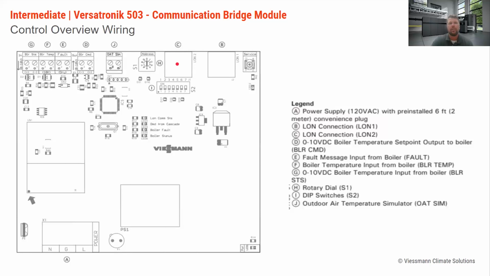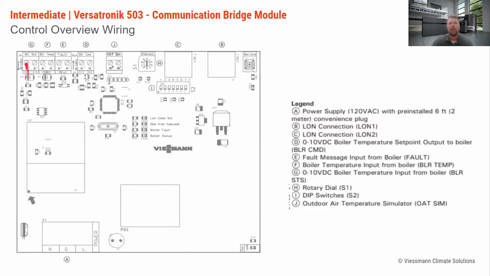We're going to have a 0 to 10 volts temperature demand. So this is going to be the boiler command. This is what's going to take the information from our LAN, give it a 0 to 10 volt, and this 0 to 10 volt goes to the boiler's 0 to 10 volt input location. We have a fault message output from the boiler here. We have a boiler temperature reading, I should say, with that strap-on sensor here on terminals F.